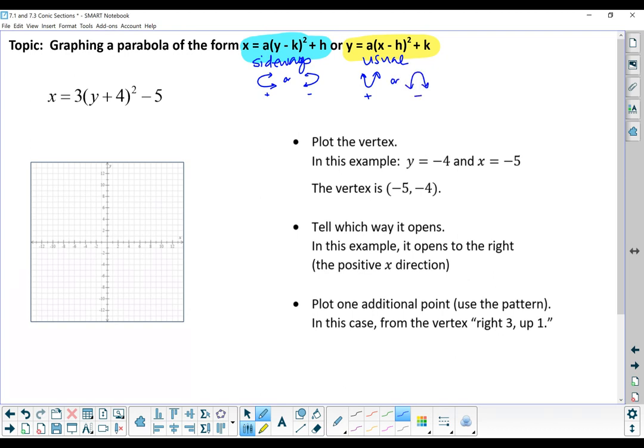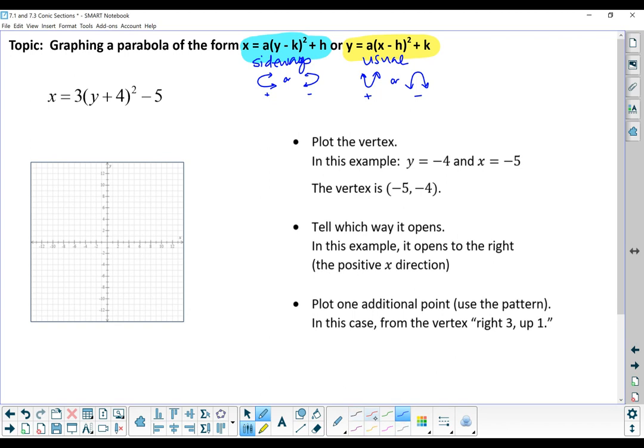So for this topic, what Alex will have you do is plot the vertex, tell which way it opens, if it's to the right, to the left, up or down, and then it will have you plot one additional point using the stretch pattern, and then it will kind of sketch it in there for you. So this first one is x equals 3 times (y plus 4) squared minus 5.